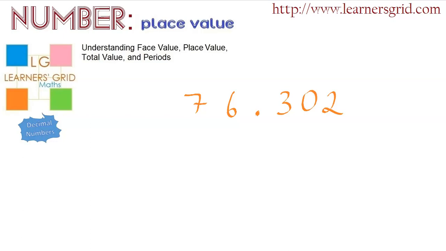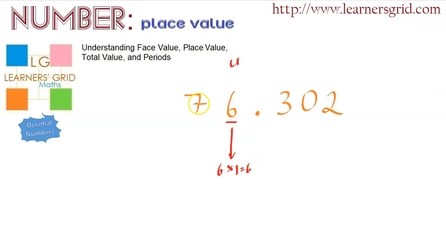Well, if you've watched my previous videos on place value with whole numbers, you'll remember that this digit here is in the place value of the units, or the ones. And if I think about how I get that 6, the face value of the 6 is 6. The place value is 1, and so its total value is 6. So that's what this digit means.